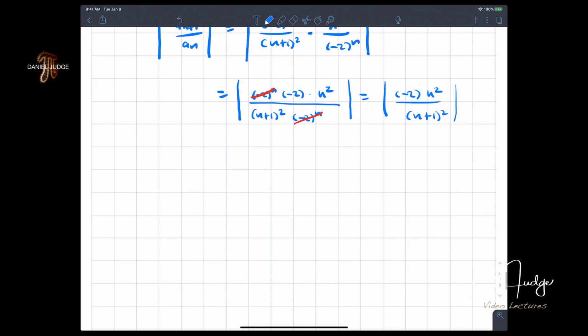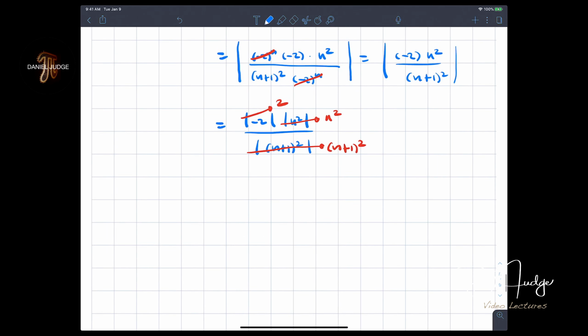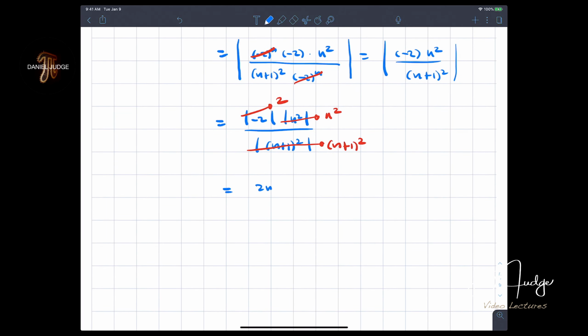Again, at this point, properties of absolute value. The absolute value of a quotient is the quotient of absolute values. The absolute value of a product is the product of absolute values. So we just write down what everything is. Absolute value of negative 2. And remember, n's positive. So n squared is positive. So we get to remove the absolute value signs wherever there's a variable n here. So this is 2n squared over n plus 1 squared.